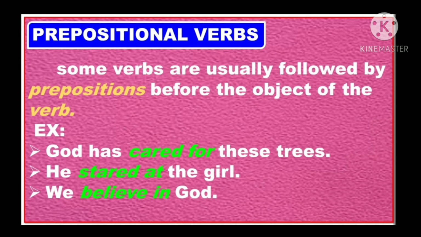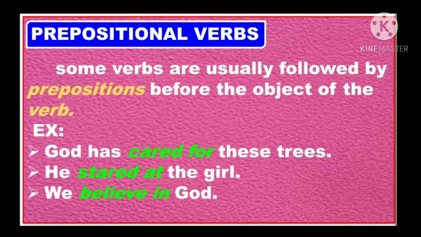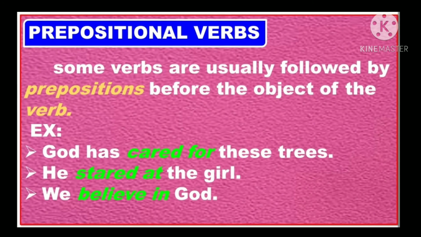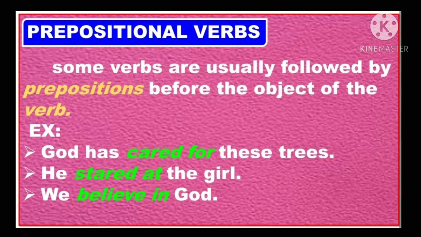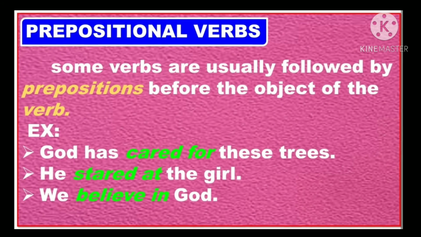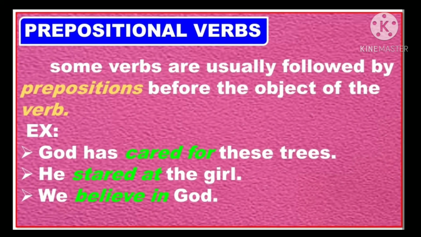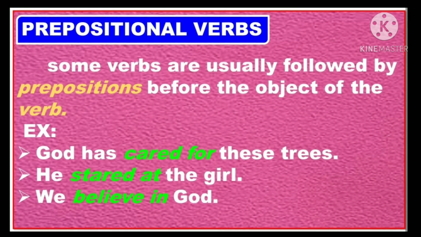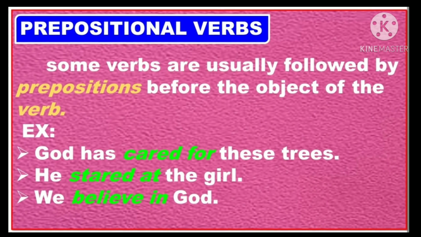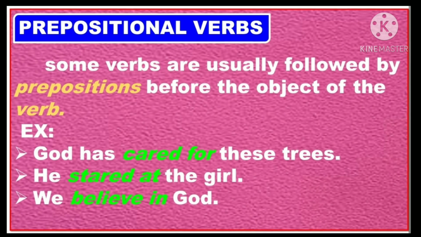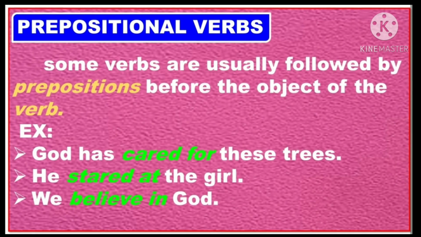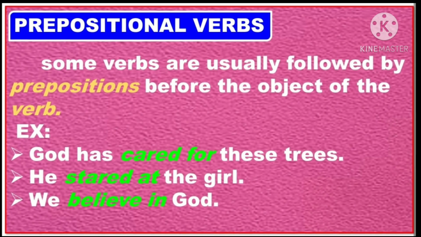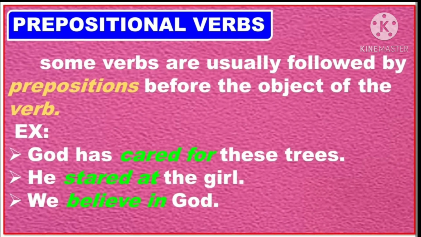Clear? Look at the example. God has cared for these trees. Look at the second one. He stared at the girl. And the next one is we believe in God. Here, cared, stared and believe are the verbs. So, for, at, in are the prepositions occurring with the verbs. So, these words are called prepositional verbs.